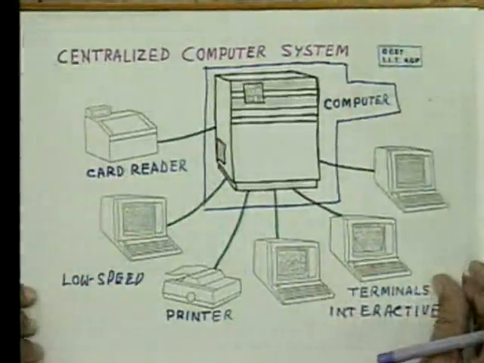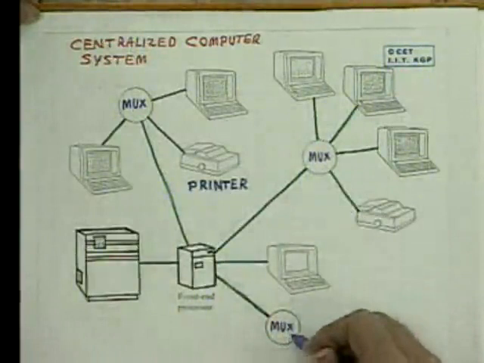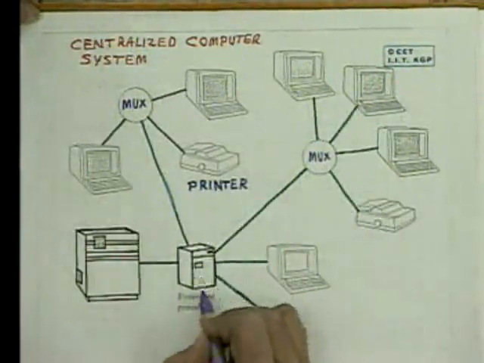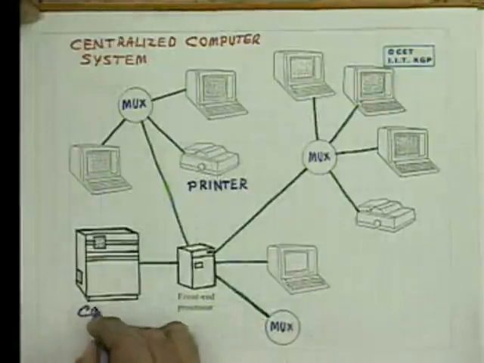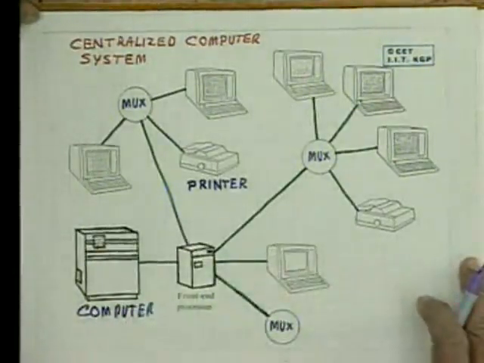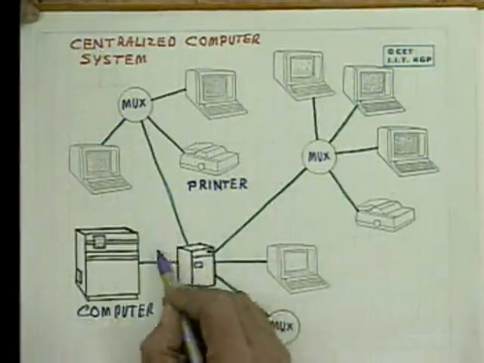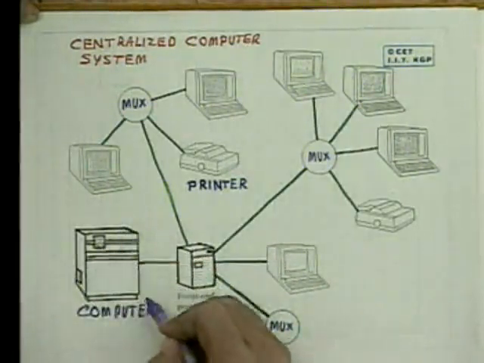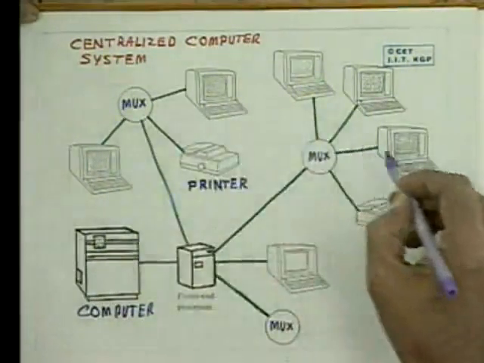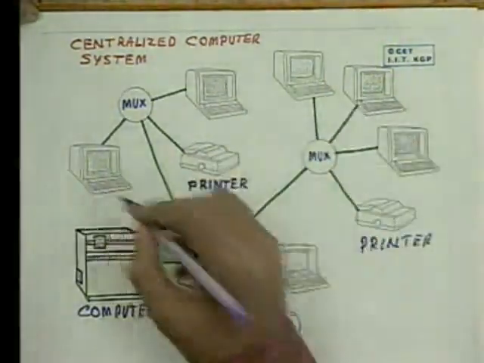Then the number of terminals increased so much that it was necessary to have special types of equipment like the multiplexer. Muxes are essentially multiplexers. And another equipment that was used is called the front-end processor. Here is your computer. This is a mainframe computer like the previous ones. And this is the front-end processor. What this front-end processor is doing is offloading the job done by the computer for communication with peripherals like the printer and these terminals.